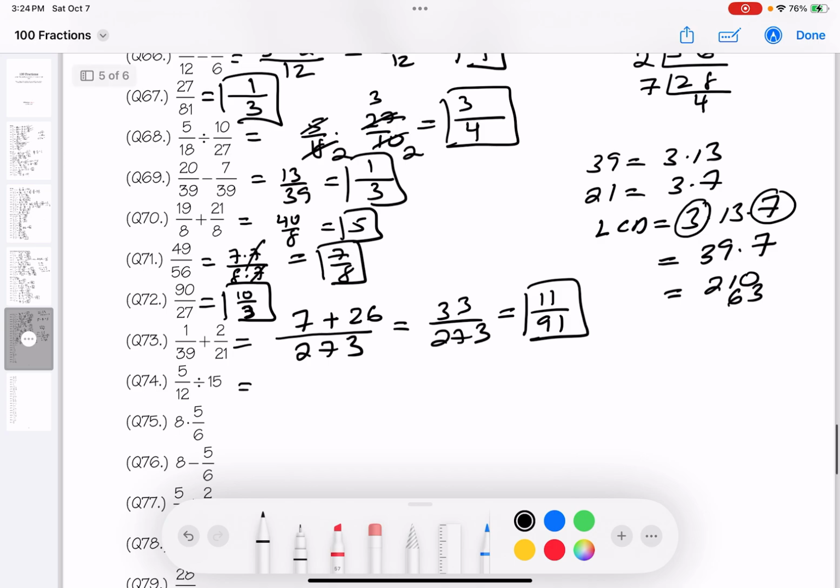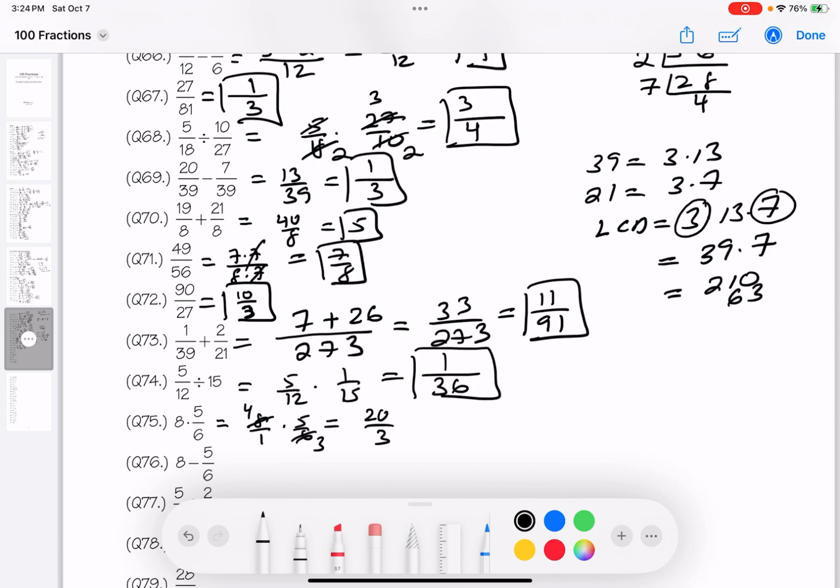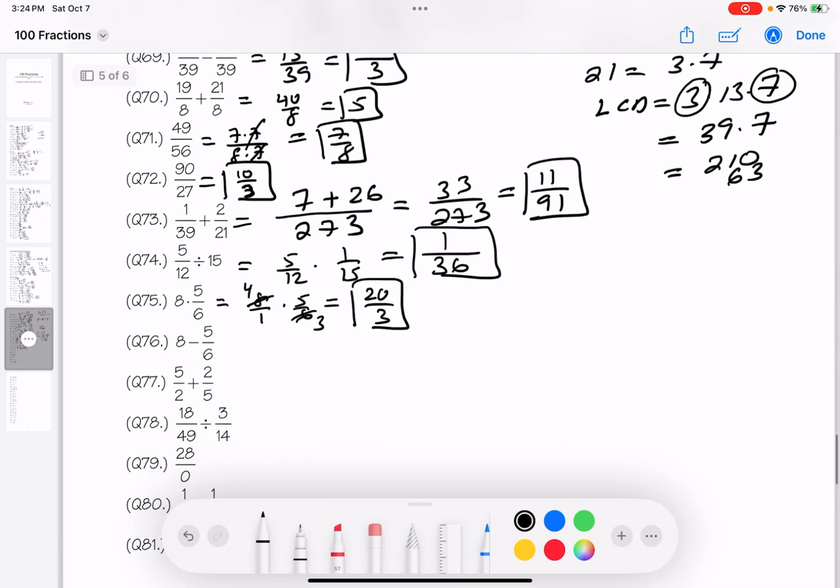Let's do the next one. It's 5/12 times 1/15. 5 goes into 15 3 times, so we're left with 1, and 3 times 12 is 36. Let's put this down. It's going to be 8 over 1 times 5 over 6. I'm going to reduce it by a factor of 2. 2 goes into 8 4 times, and it goes into 6 3 times. What are you left with? 20 thirds. All right, let's keep going.